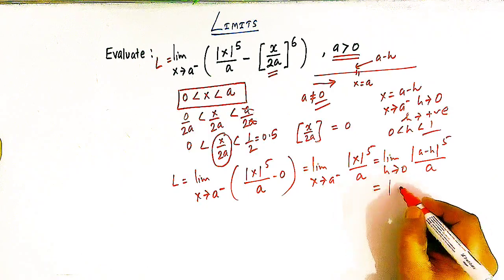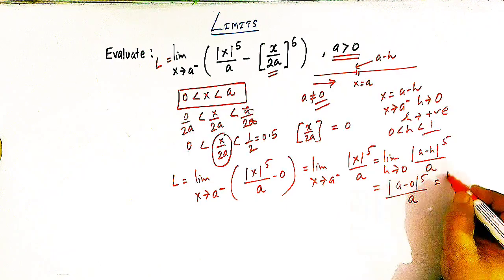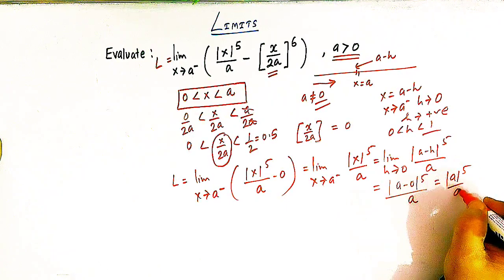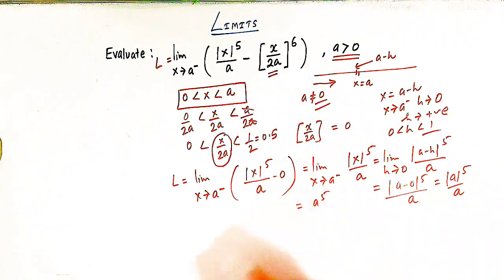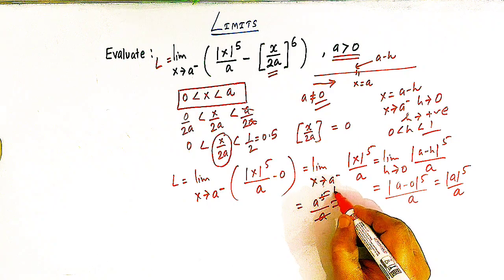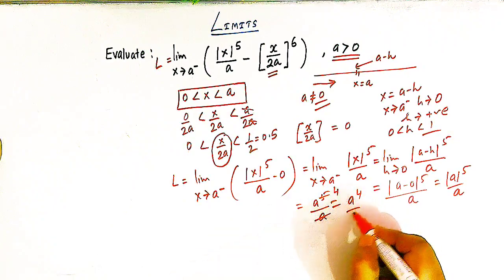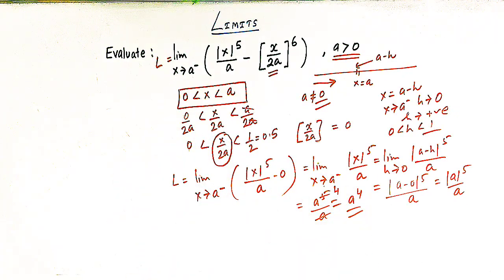So now we have mod of a minus 0 raised to 5 over a. This is mod of a raised to 5 over a, and a is positive. So we can now write simply a raised to 5 over a. So this gets cancelled, and we are left with a raised to 4. So the value of this limit is equal to a raised to 4. So this is how, by applying the concept of greatest integer function and mod function, we can evaluate these kinds of limits.